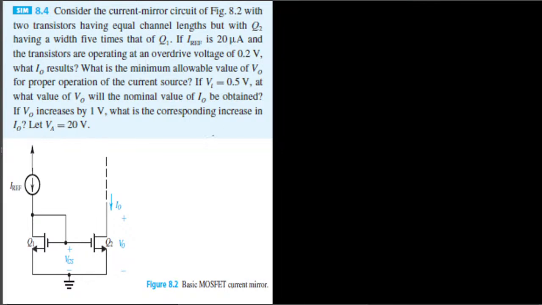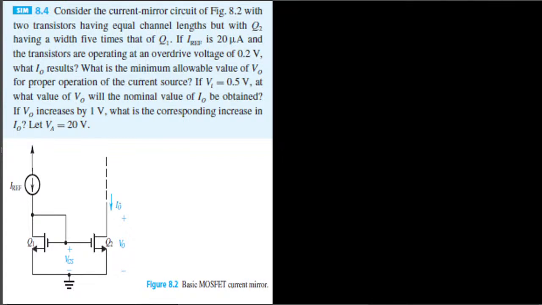Okay, so first they are asking for the current I0 right here. I reference is provided to be 20 microampere, but usually current mirror means this one and this one are equal, but it only happens if it's matched. Matched means the length and width should be equal, but here the length is equal but the width is 5 times greater in the second one, so this is not going to be equal. We have to calculate the value.